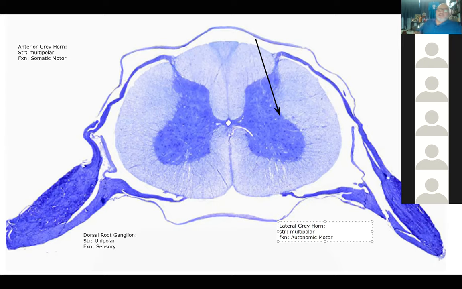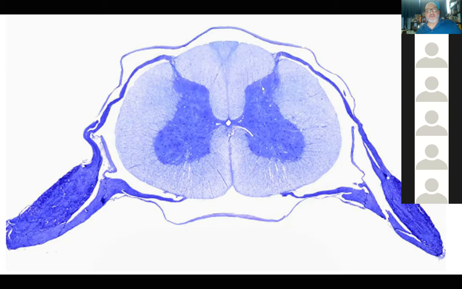I think that was question 14, which is ironic. Most of you got 14 correct. You had no problem with the autonomic motor, but for the anterior gray horn, most of you just said motor. So again, here we can be specific, we can be precise. We can see these structures. And if we know location, we know what the neurons are that are there and what they do. Location, structure, function, hand in hand.